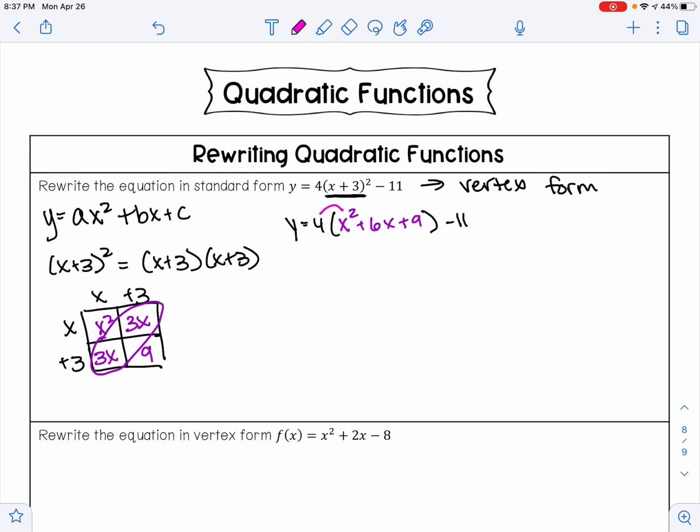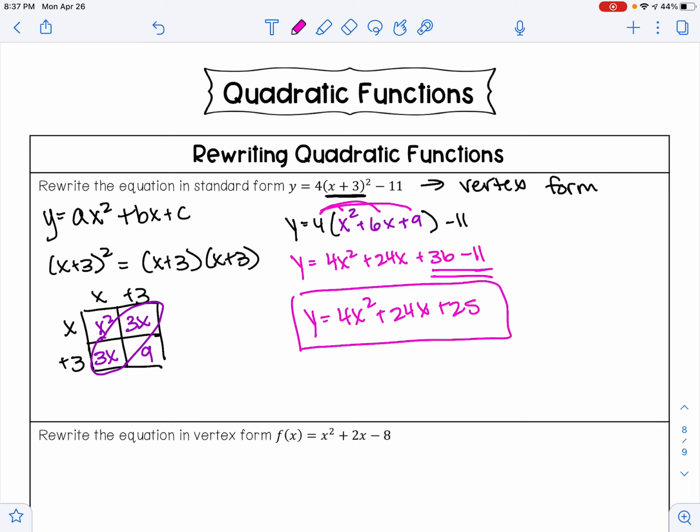My next step is going to be to distribute this 4. 4 times x squared is 4x squared. 4 times 6x is 24x. And 4 times 9 is 36. And then I'm going to bring down that minus 11. And so now I just need to combine like terms. And so I'll have y equals 4x squared plus 24x plus 25. This equation is now in standard form.